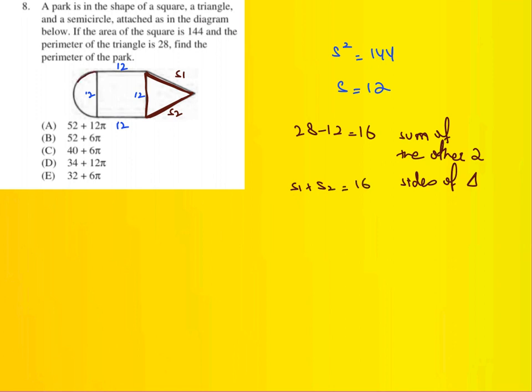Now if we talk about the arc length, this half of the circumference, that would be, circumference is basically 2 pi r, but this is just half of that. That's just pi times r. Now what is the radius? Radius is basically half of the diameter, which is 6 units. So 6 pi is the part of the circumference which is included in the shape.